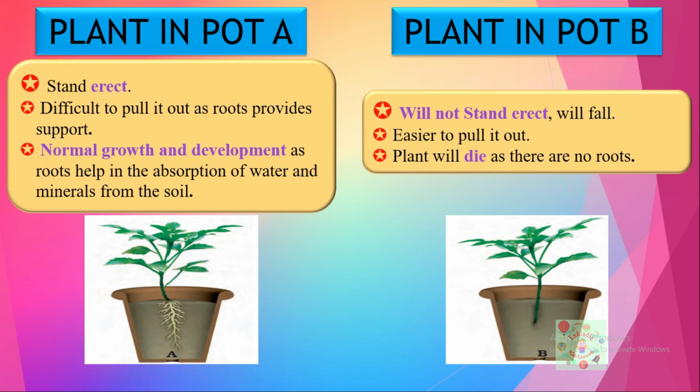You will observe that the plant in the pot A with the roots intact will stand erect. It is difficult to pull it out as roots provide support, and the plant will show normal growth and development as roots help in the absorption of water and minerals from the soil. But the plant in the pot B with no roots, it will not stand erect, it will fall, and it's easier to pull it out. The plant will eventually die because there are no roots.